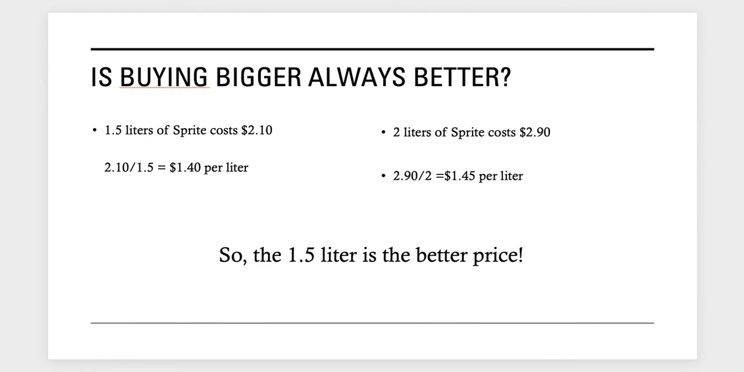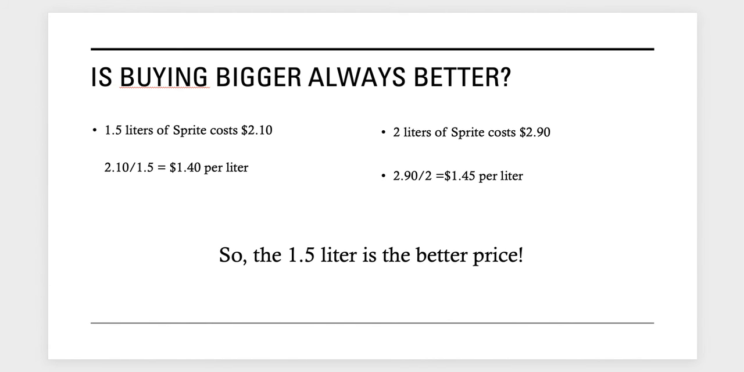So is buying bigger always better? In this day and age of Costco and Sam's Club and these wholesale markets, right? We see huge quantities of food and household items. But is buying bigger always better? In this example here, 1.5 liters of Sprite costs $2.10. 2 liters of Sprite costs $2.90. So how do we figure out which is the better buy?